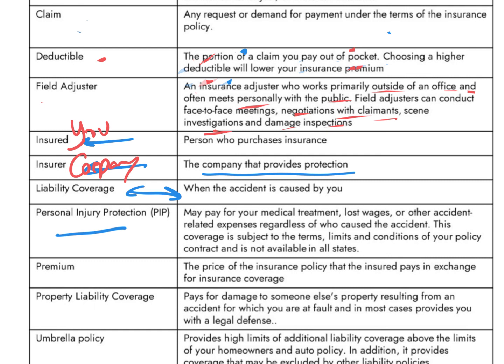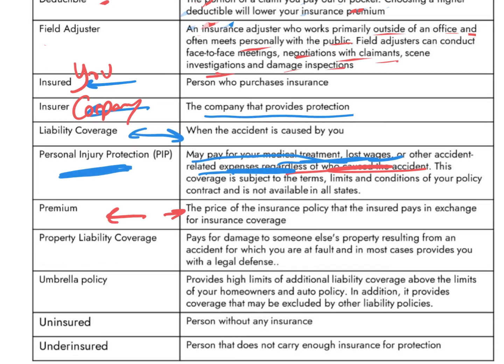Personal injury protection, or PIP, pays for your medical treatments, lost wages, or other accident-related expenses, regardless of who caused the accident. The coverage is subject to the terms, limits, and conditions of your policy, and is not always available in your state. So that's called personal injury protection. They may pay for your medical treatments, lost wages, and other accident-related expenses. The premium is the amount of money that you have to pay in order to have your insurance.